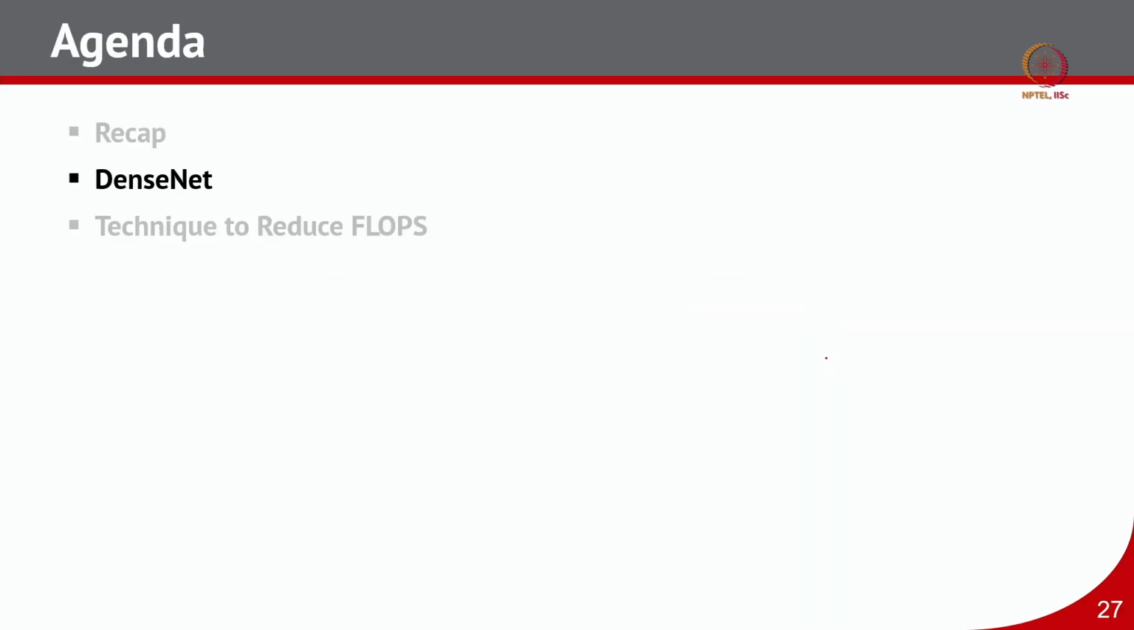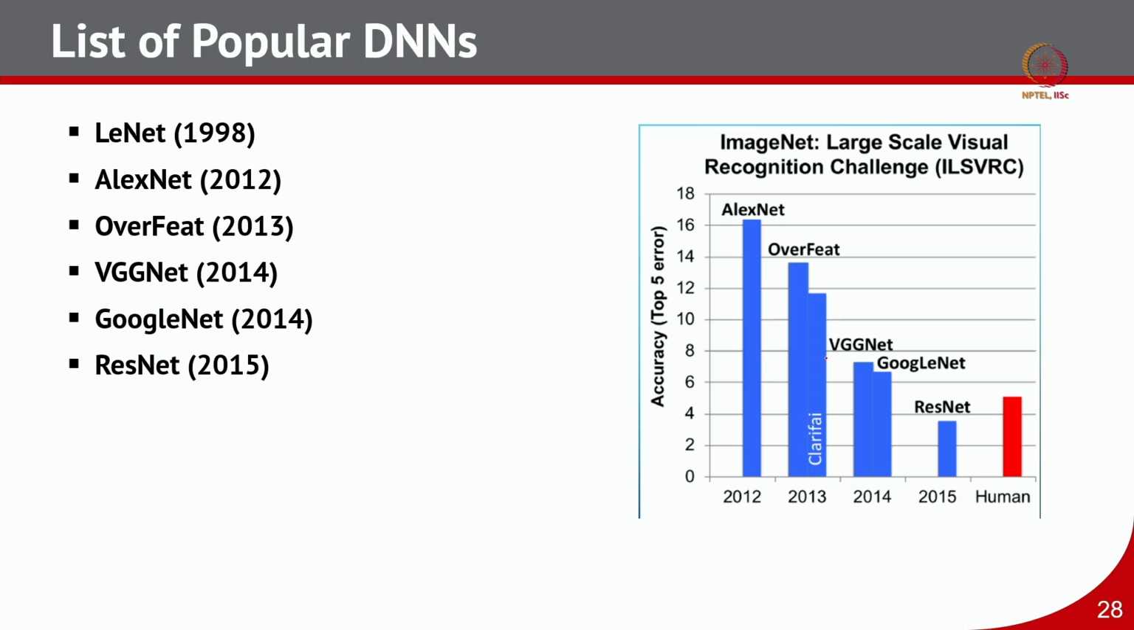Now, we will talk about DenseNet. So far, I am listing out some popular DNNs, but this is not an exhaustive list. If you search in Google Scholar, you will see there are many other popular DNNs. But these are the DNNs which people mostly talk about, or which eventually evolved to be among the most important ones. So, we talked about LeNet, AlexNet, VGGNet, then GoogleNet, and then ResNet. ZFNet is one DNN which we did not talk about, you can look into it.